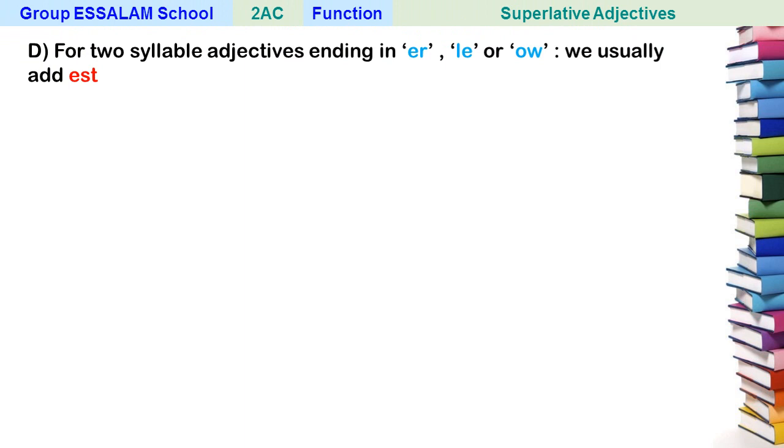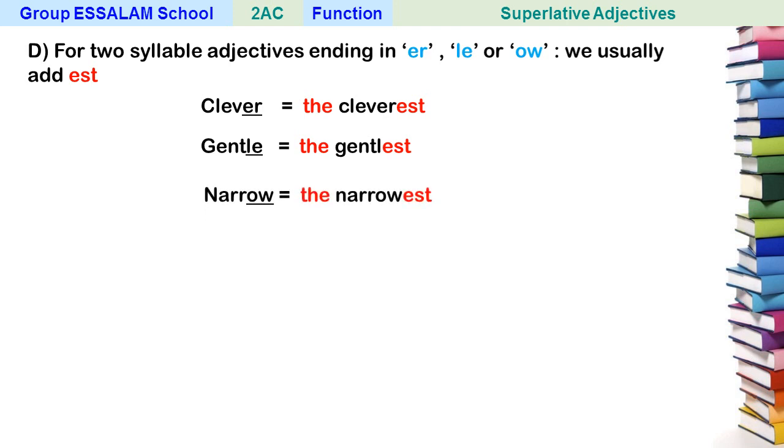Now we have D. For two-syllable adjectives ending in ER, LE, or OW, we usually add est. Here we have another type or kind of syllables that end in ER or LE or OW. So if it is the case, we add to them est. Clever, the cleverest. So clever means smart. Is it okay? Gentle, so it finishes in LE. Gentle, the gentlest. Narrow, this adjective finishes in OW.